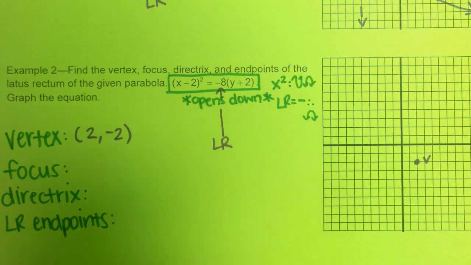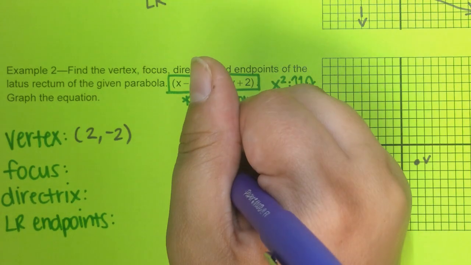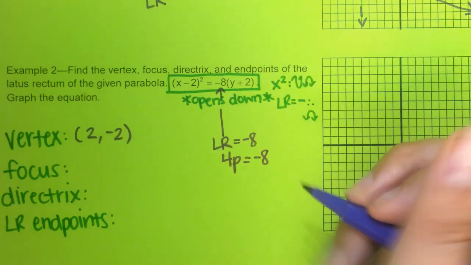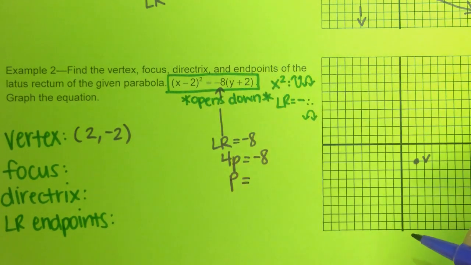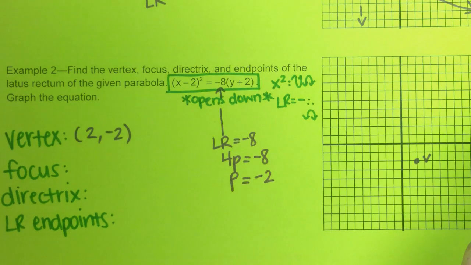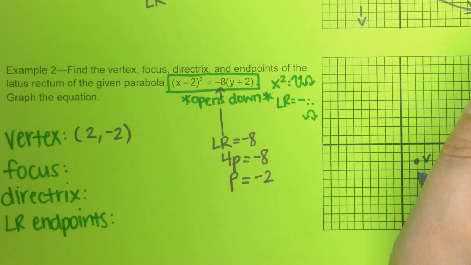In the equation, what is that normally? That is 4P. So 4P equals negative 8. What is P going to equal? Negative 2. Does that make sense? Because you divide. And so because it's negative 2, what does that tell me I'm doing? Down 2.